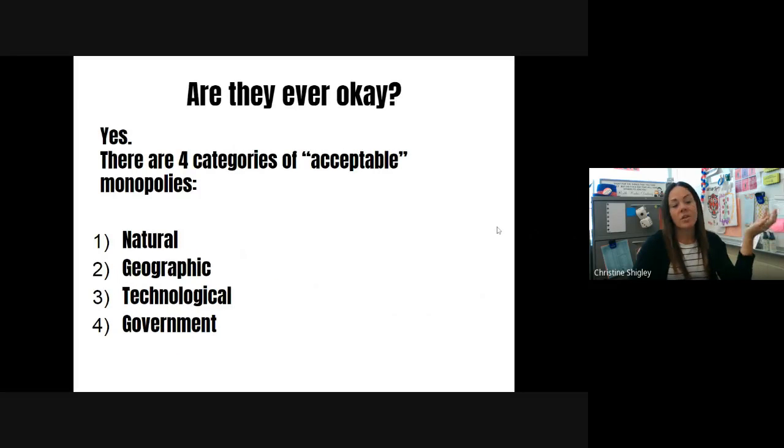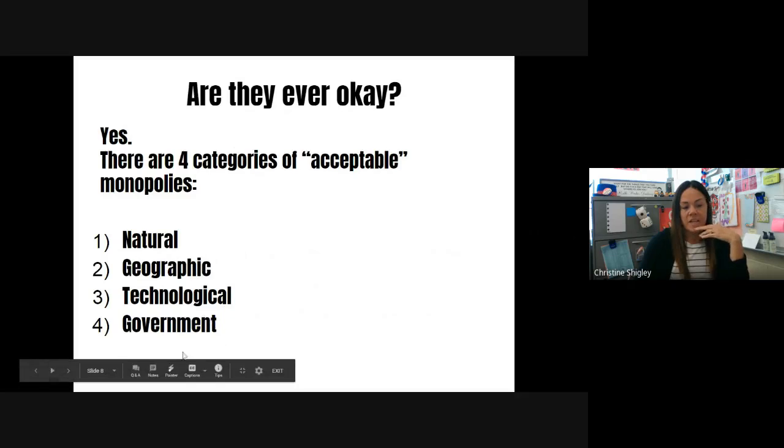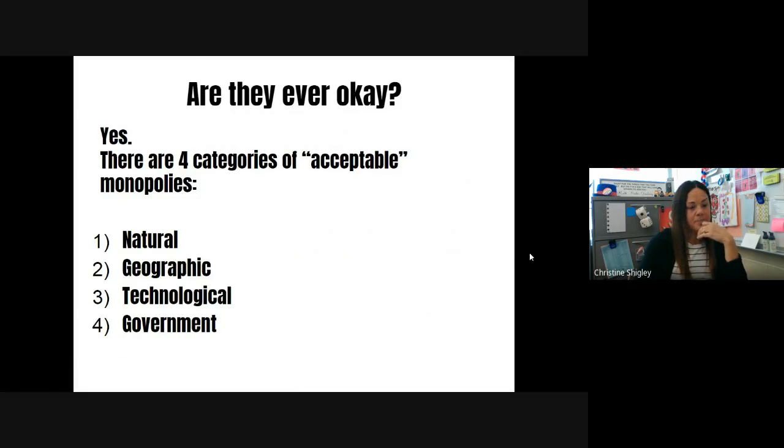Okay, so the question then remains, are monopolies ever okay? And the answer is yes. So there's 4 categories of what we call acceptable monopolies. And acceptable means that we as consumers have accepted them, the companies have accepted them, other competitors or would-be competitors have accepted it, and also the government allows it as a kind of non-regulated monopoly. So those different types are natural monopoly, geographic, technological, and a government monopoly.